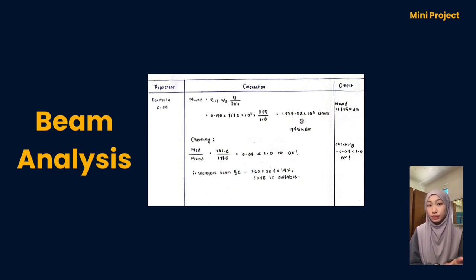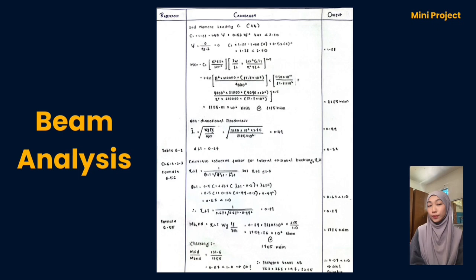That means the beam BC, 762 times 267 times 197 in S275, is suitable. Now for AB, do the same steps and use the same formula as for segment BC, but this one starts from C1.